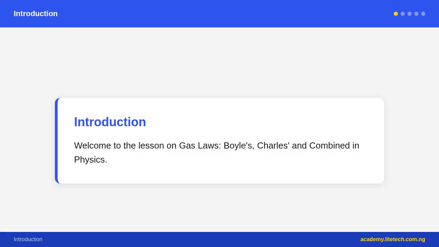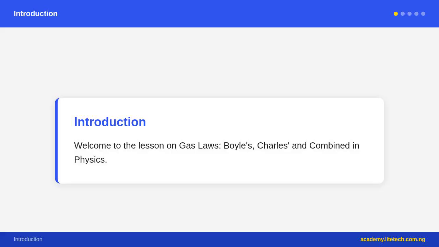By the end of this lesson, you will be able to state and apply Boyle's law, Charles's law, and the combined gas law. You will solve quantitative problems and understand the conditions under which each law applies. We assume ideal gas behavior throughout, meaning we treat gas molecules as having negligible volume and no intermolecular forces.